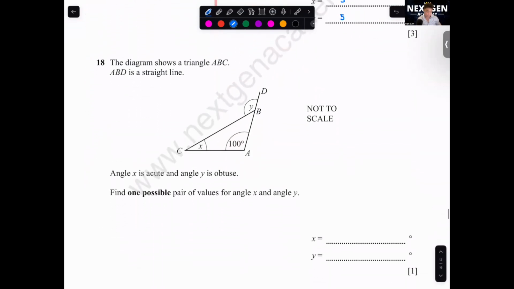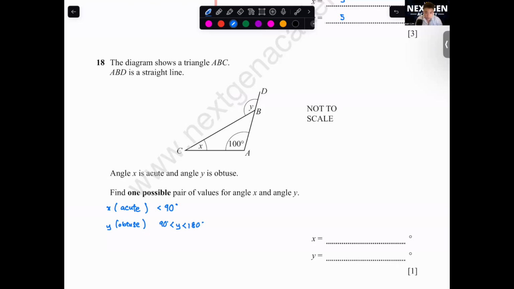Question 18. The diagram shows a triangle ABC. ABD is a straight line. Angle X is acute and angle Y is obtuse. Find one possible pair of values for angle X and angle Y. Okay, let's understand the definitions first. What does acute angle mean? Acute means small and cute, so it means less than 90 degrees, right? So acute, which is your X, is less than 90 degrees. What is obtuse? Obtuse is in between 90 to 180 degrees.